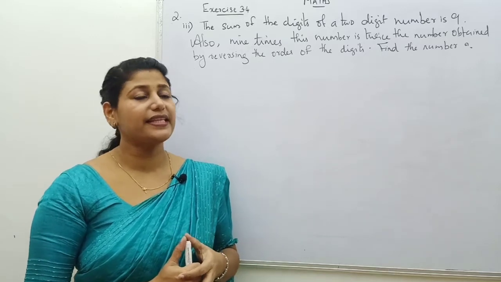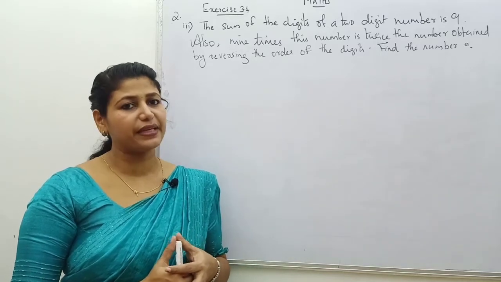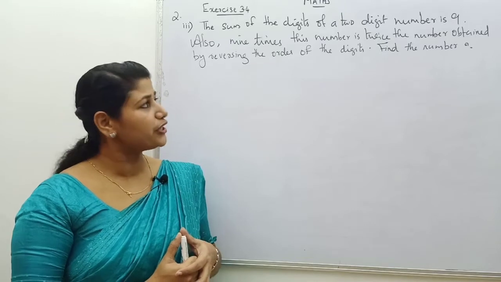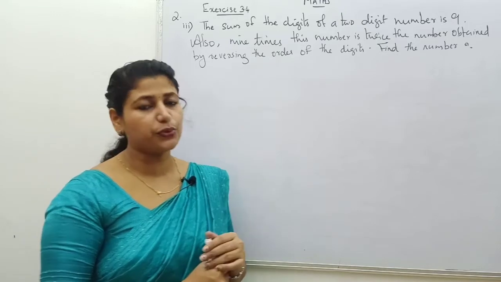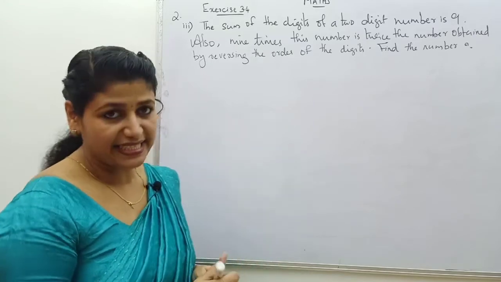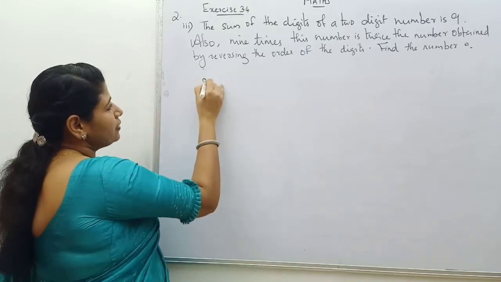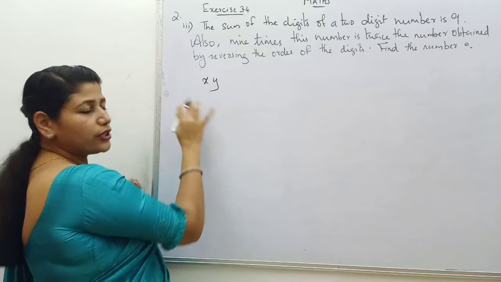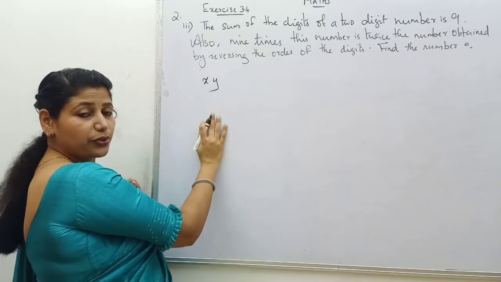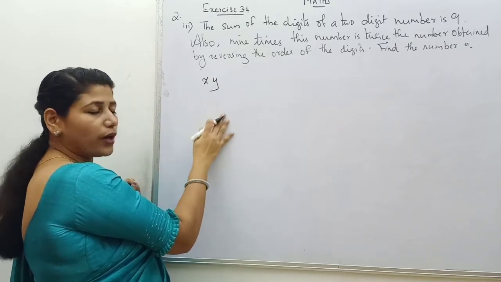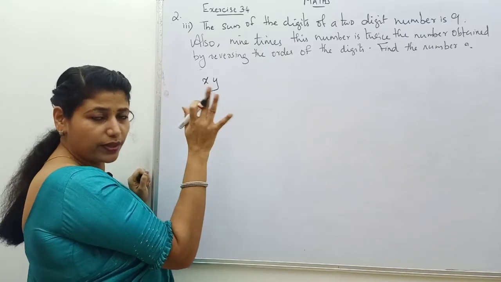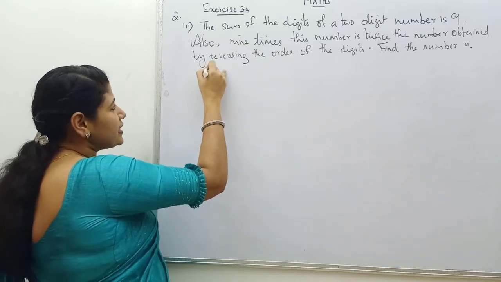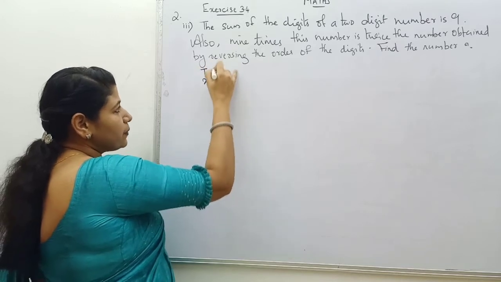So, the third question. In this question a two-digit number is given and the sum of the digits is 9. For example, if you take the two-digit number with the digits x and y, this is your two-digit number. We cannot write the two-digit number just like this since these two are variables. If you write xy, this means x into y. So I am taking the tens position as x and the ones position as y.